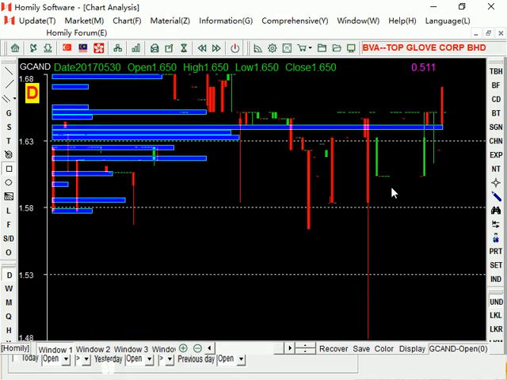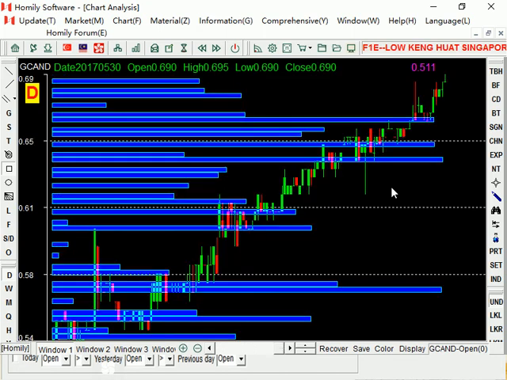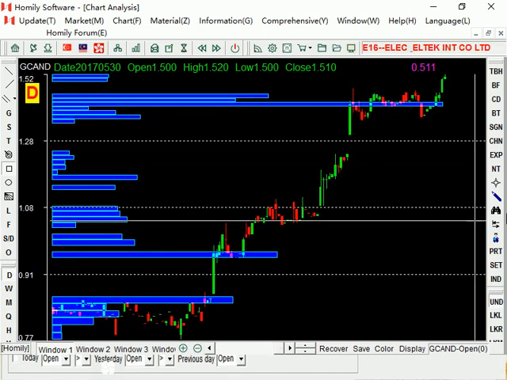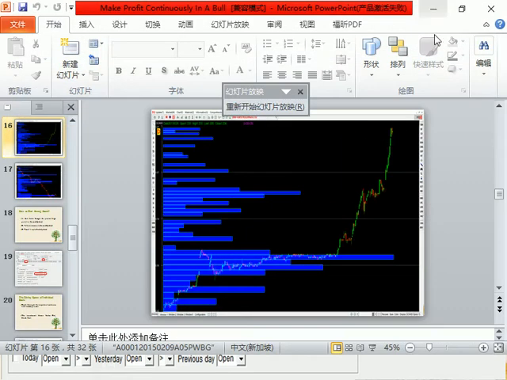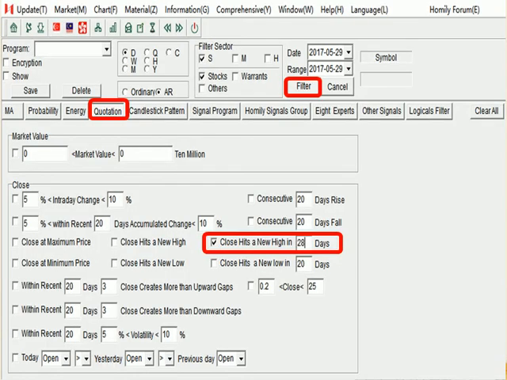So you can see it filtered so many stocks. Then you can use some methods to judge which one is better to get in. Okay, so this is the filter method. Click filter. It's simple. No need to set so many conditions. Just click the quotation, close hits a new high in 28 days. Click this one, then filter, and you can filter some stocks. Okay.